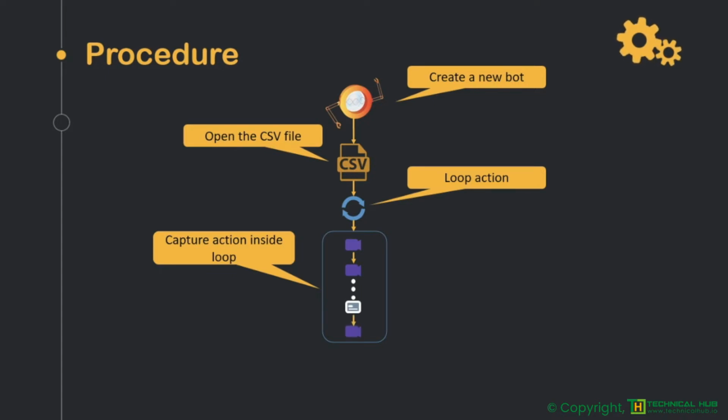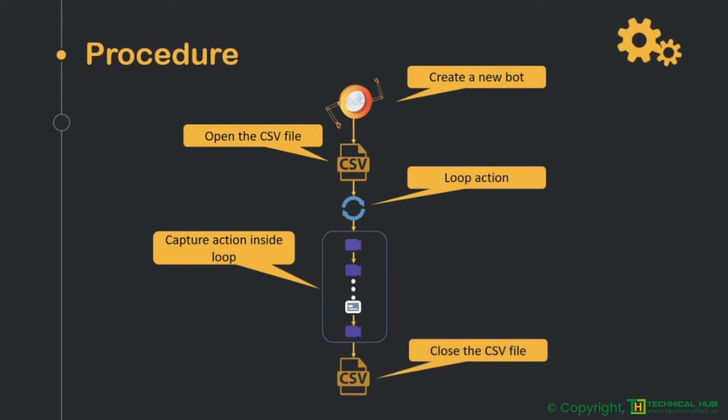Step 6. At last, you will use a message box to show the successful execution of the bot, and will capture a link for the next submission. Step 7. Close the CSV file outside the loop. So now, we are well enough to build our bot.